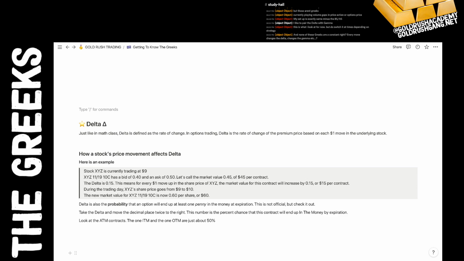None of the Greeks are constant. Every move changes the delta, changes the gamma, etc. So for every move up or down, it's going to change the value of the contract, and then it's going to change the gamma, which changes the delta. If the price is going up increasingly, then your delta is going up not only by the underlying, but also by whatever gamma is added to it. So it's just constant change of information.